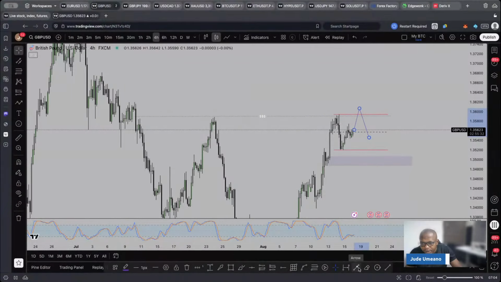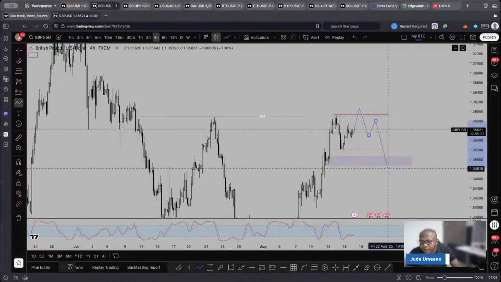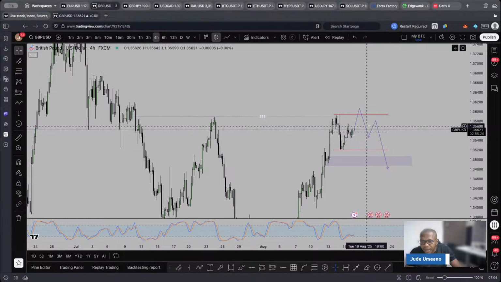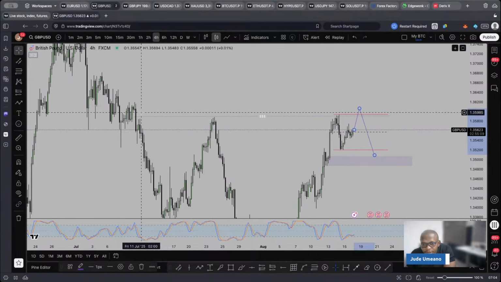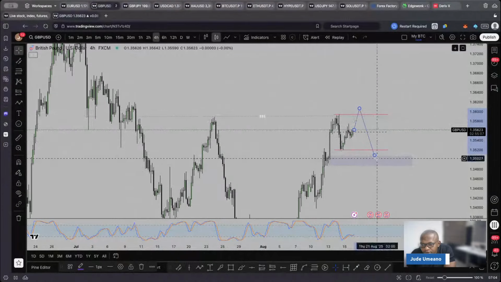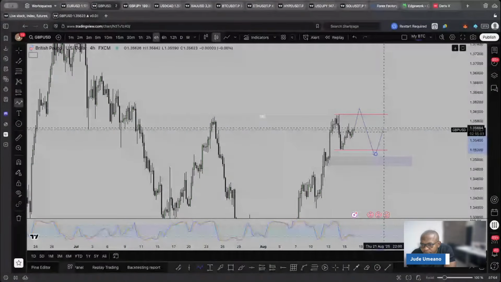and go lower. We can go ahead and go lower if we take that liquidity into this demand zone. However, our low is not going to be confirmed until we break this structure to the downside, of course. If we take this demand zone and we break structure to the downside, then we're going to keep going lower.